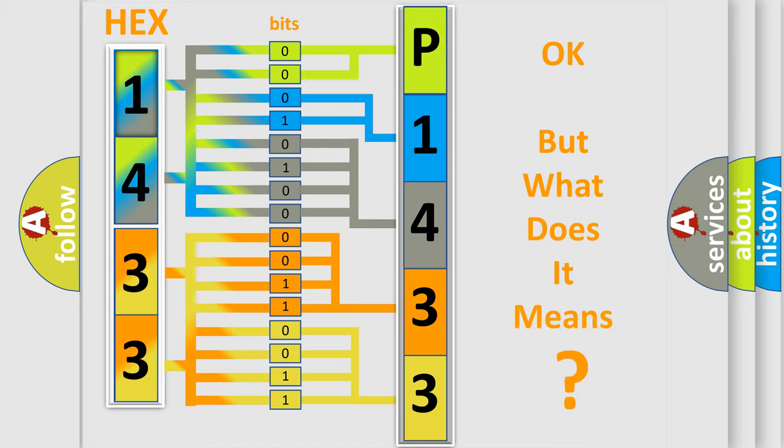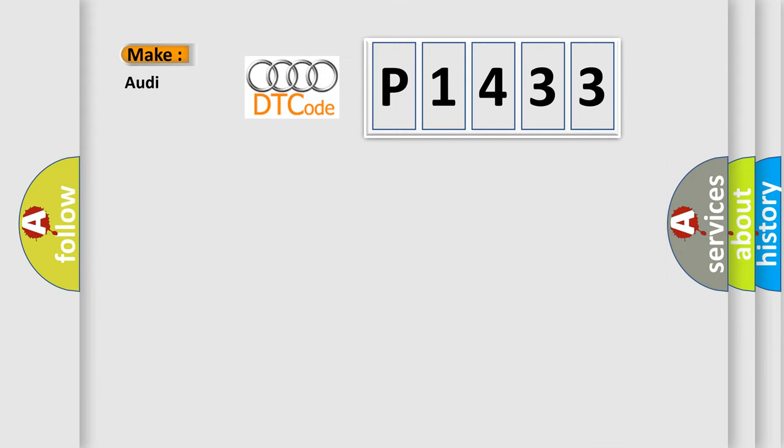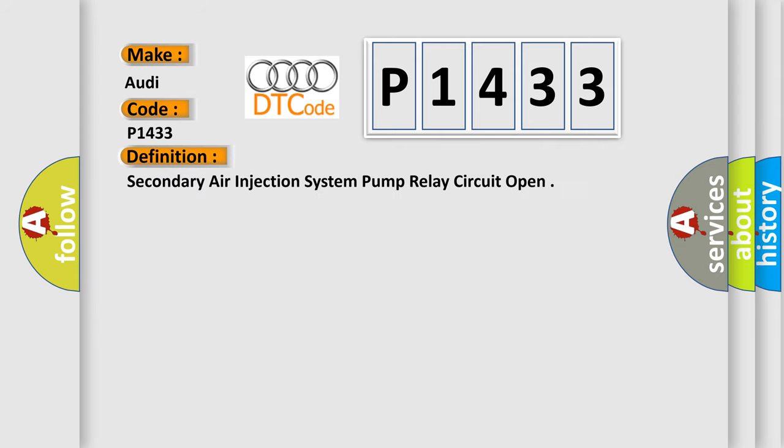The number itself does not make sense to us if we cannot assign information to what it actually expresses. So, what does the Diagnostic Trouble Code P1433 interpret specifically for Audi car manufacturers? The basic definition is: secondary air injection system pump relay circuit open.